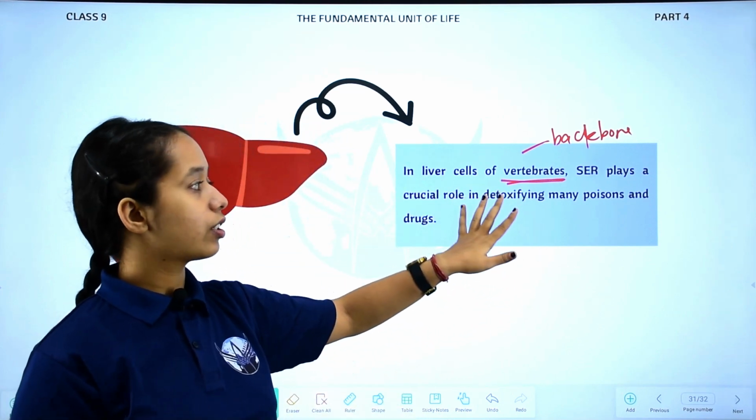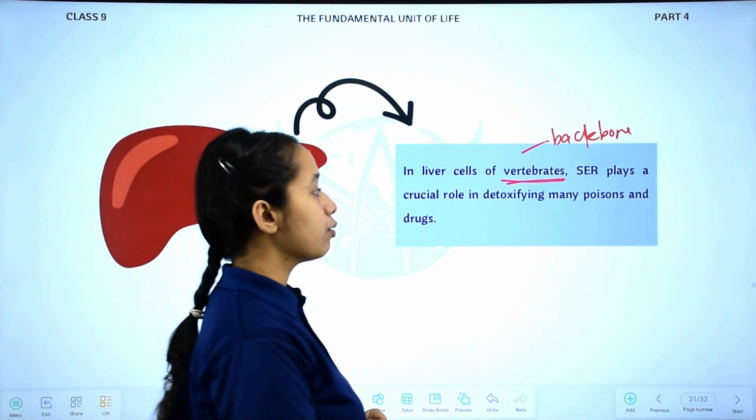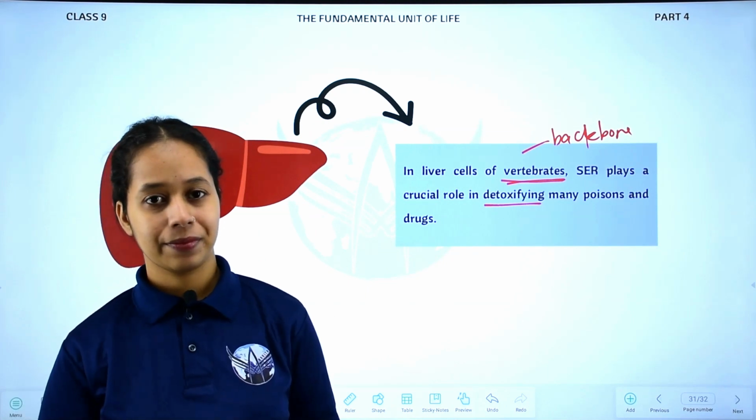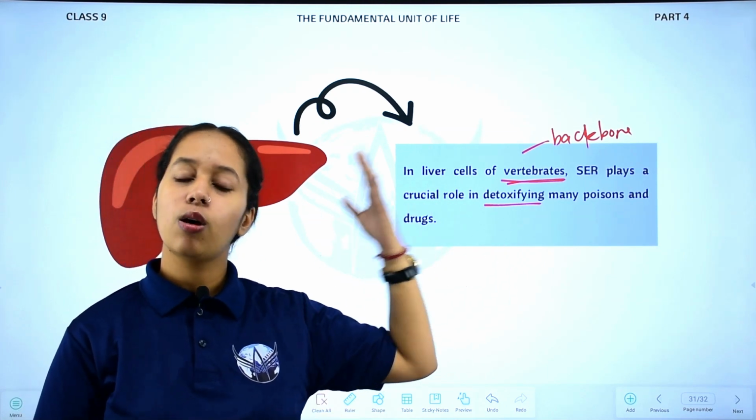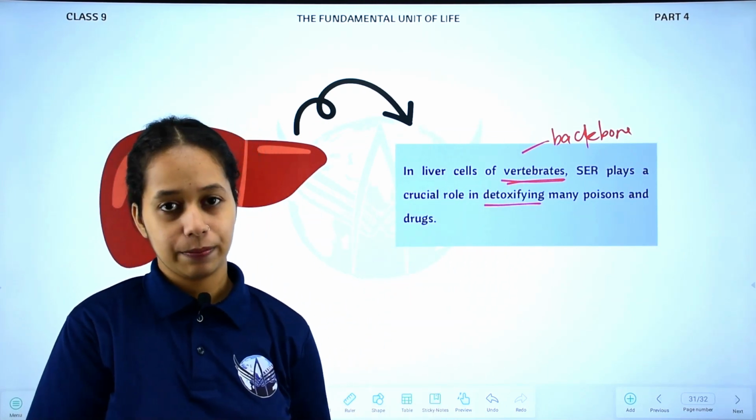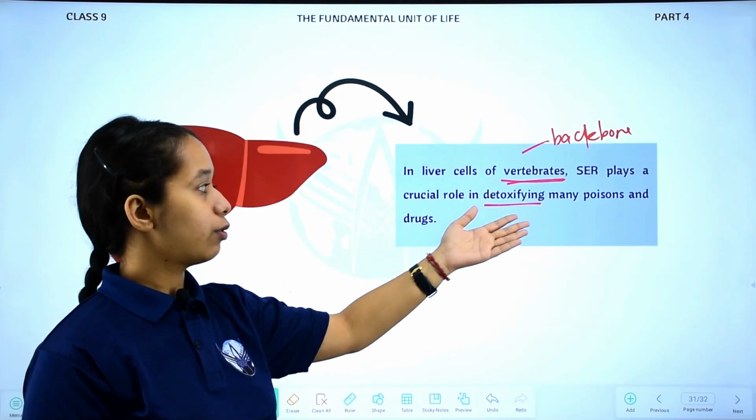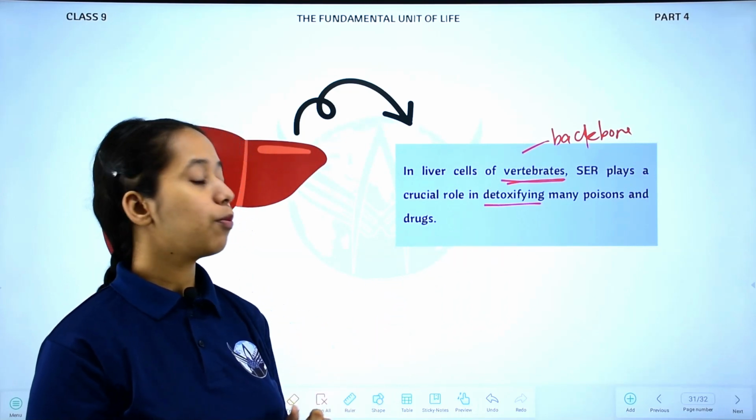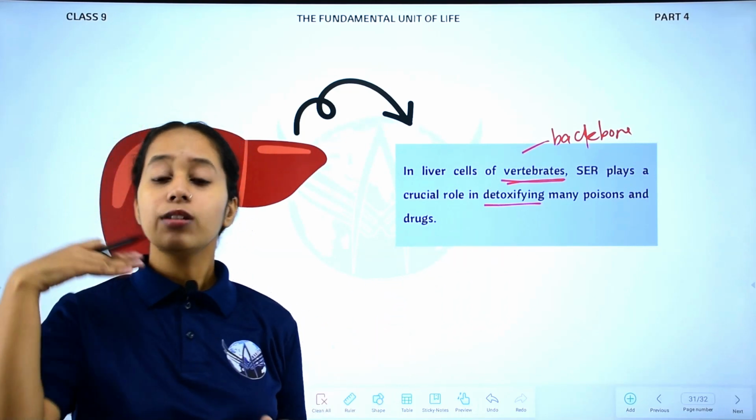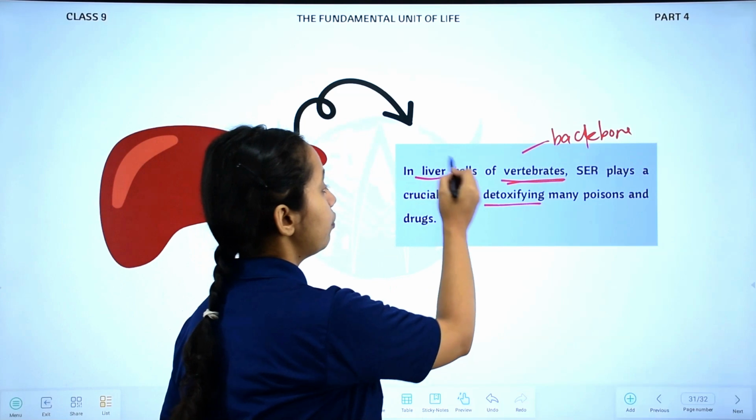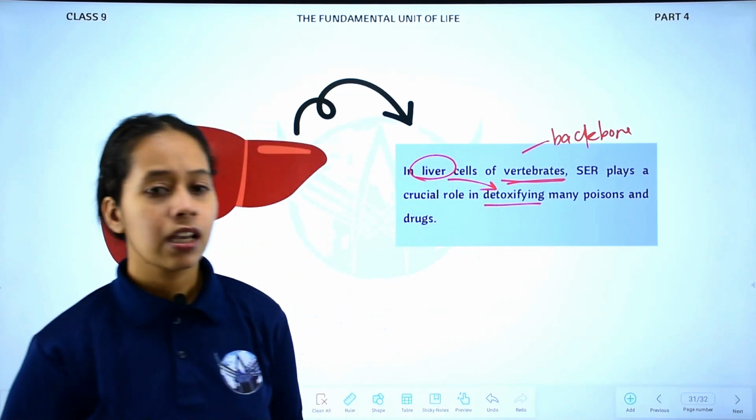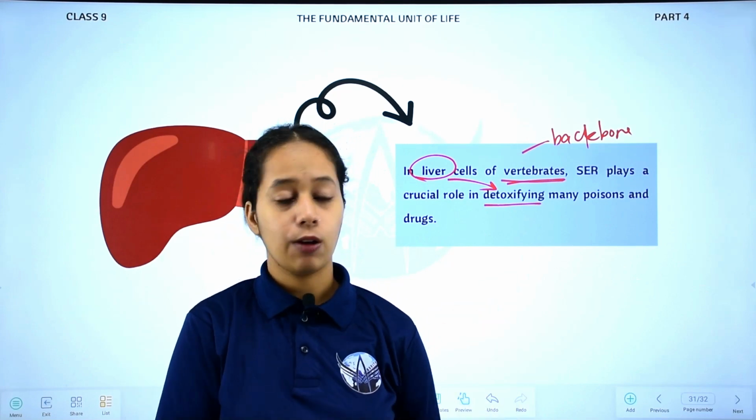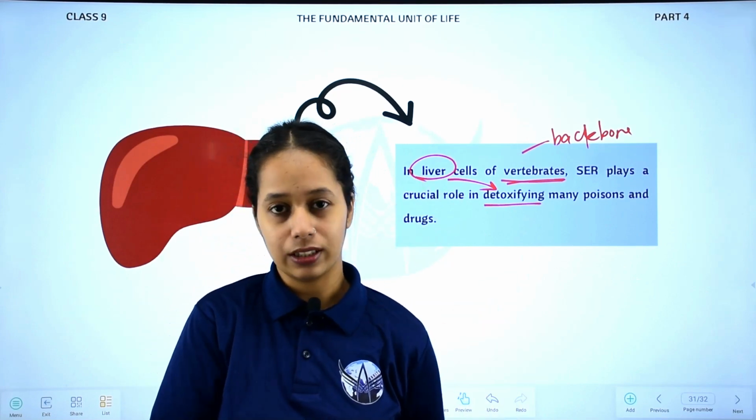So in liver cells of vertebrates, SER plays a crucial role in detoxifying many poisons and drugs. In the liver cells, we find a lot of smooth endoplasmic reticulum, and these play a crucial role. They help a lot in detoxifying poisons and drugs. What is the role of the liver? The role of the liver is detoxification. But how are SER, liver and detoxification related? How are these three words related to one another?